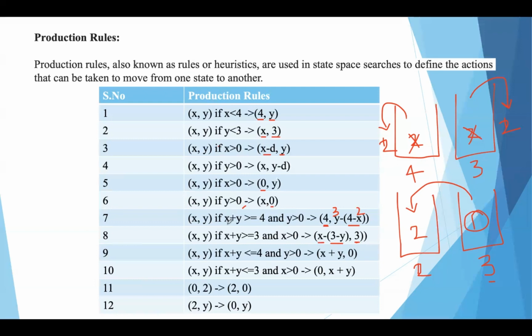So apply the same logic. And in the ninth case, take if X plus Y is less than or equal to 4. So till now we considered the greater than condition. Now we need to take less than. So if it is less than or equal to 4 and Y greater than 0, then take this.